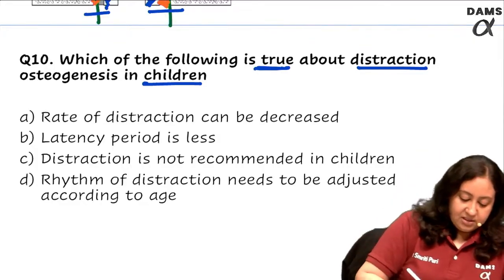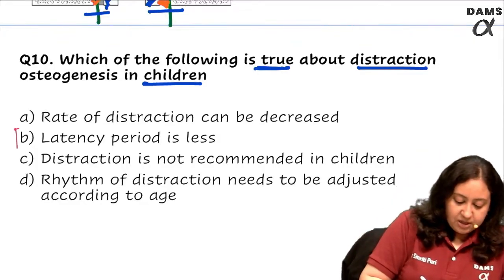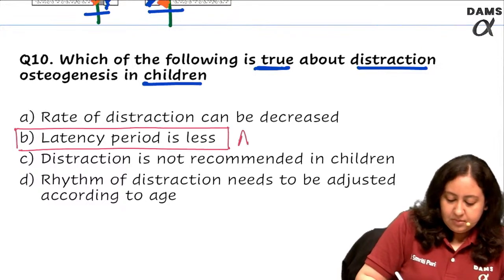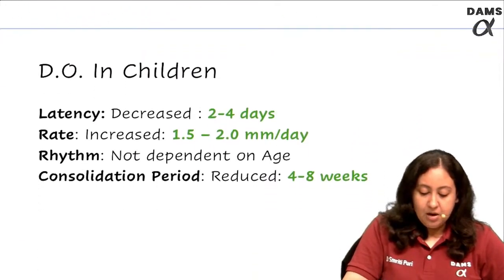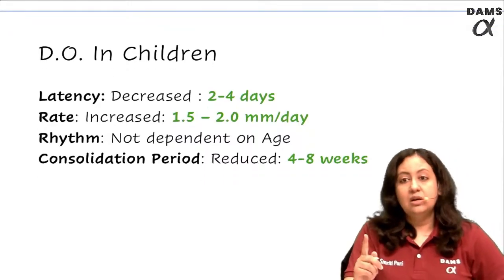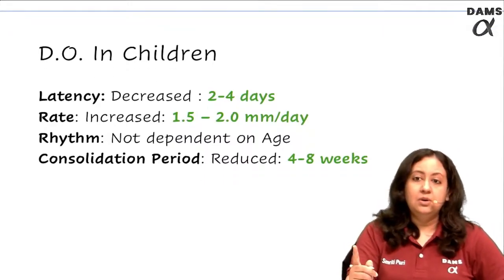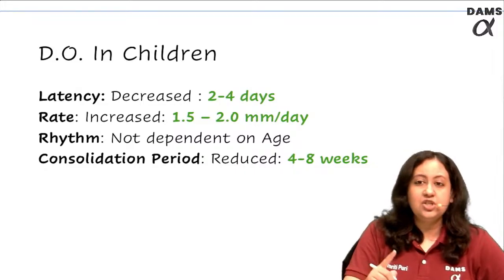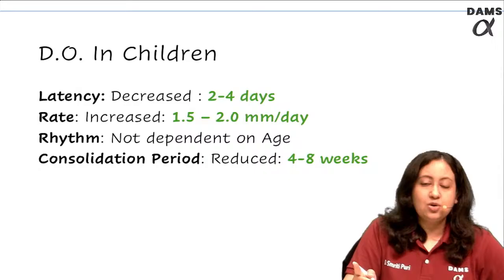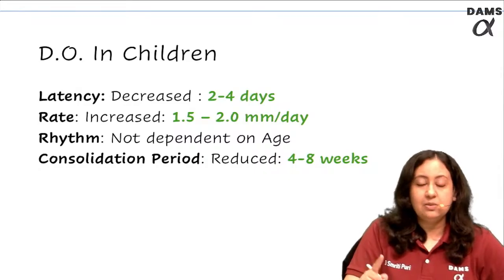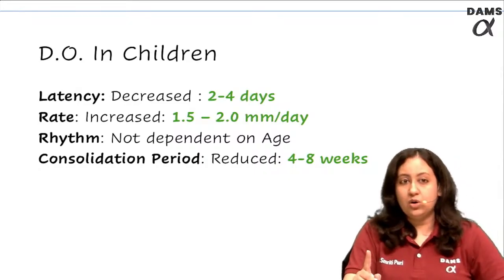Yes, so the correct statement amongst the given options is latency period is less. This is the correct answer. I have given you all a table in my live classes comparing the different phases of distraction between children and adults. Please go back, revise that table. That table is important. It helps you solve a lot of questions.